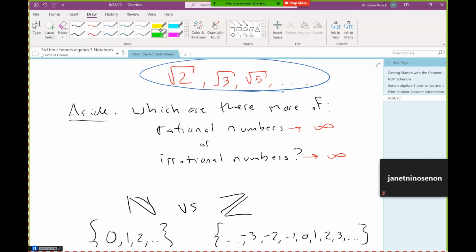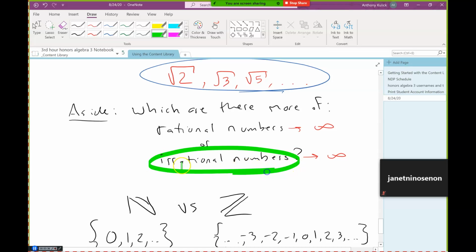They are both infinite. Do we have any idea of which one you think is the bigger of the two infinites? I'm telling you right now that one is bigger than the other. And it's not the one you think. Yeah. These ones are the bigger. In fact, how much bigger are they?